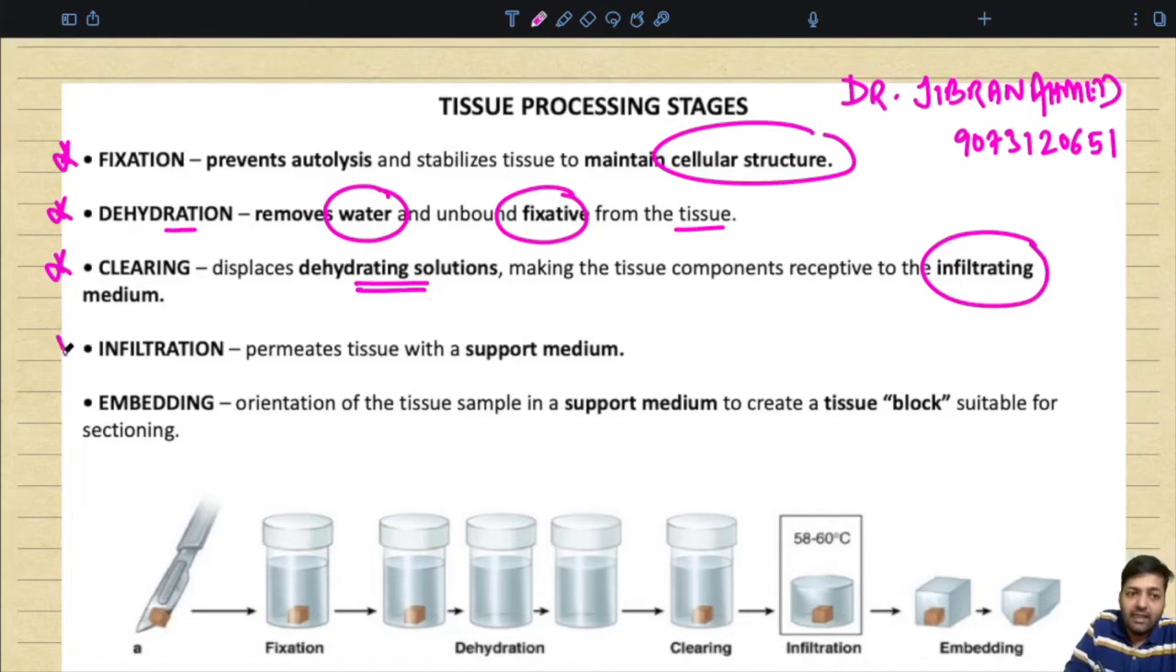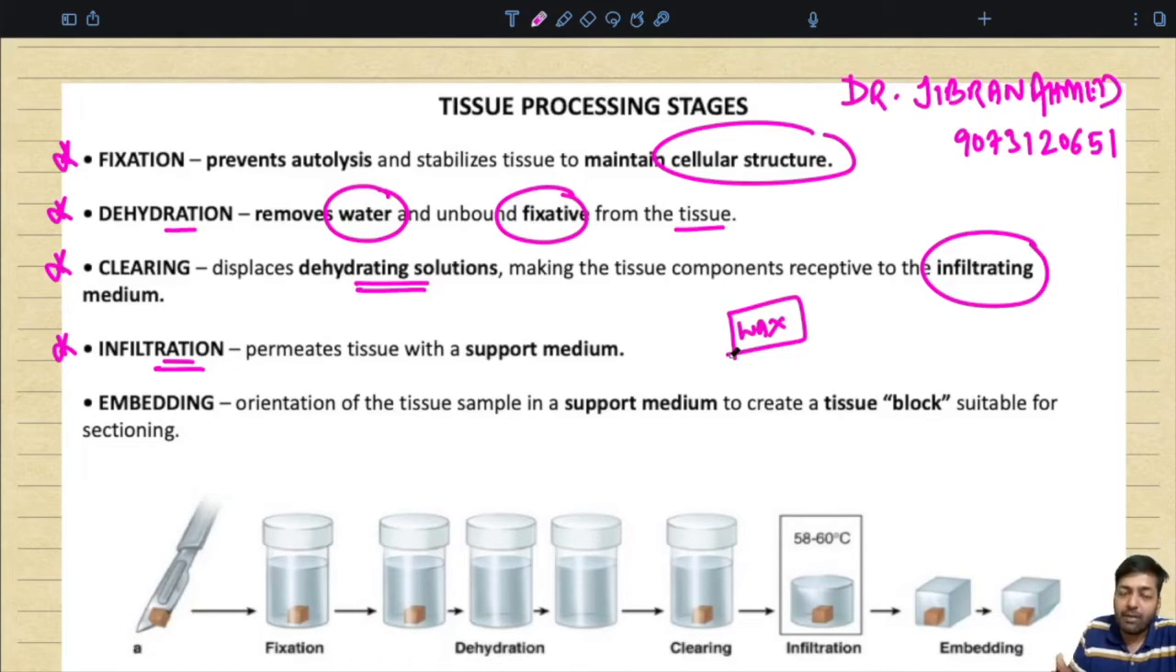Okay, and the next step after clearing is infiltration, wherein we are going to permeate or infiltrate the tissue with a supporting medium, that is paraffin wax. Why is this infiltration required? Because if you cut a tissue section just like that, it is not going to give you a good section. Why? Because it is going to fold on itself. But if you infiltrate the tissue with wax, then taking sections becomes easier.